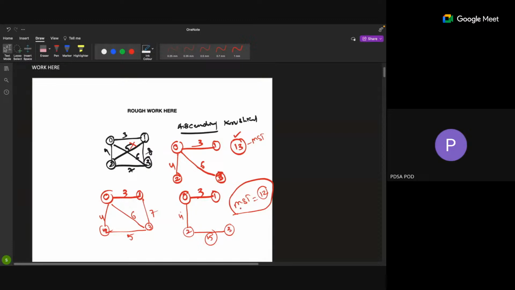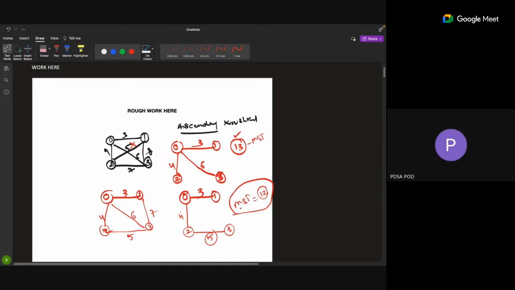No, not possible, because the values are already given in sequence order: 3, 4, 5, 6, 7, 8. If I change the sequence order? No. It's sorted. Always in Kruskal's algorithm, it is sorted. Even if you try with Prim's, it's the same. Okay, clear?